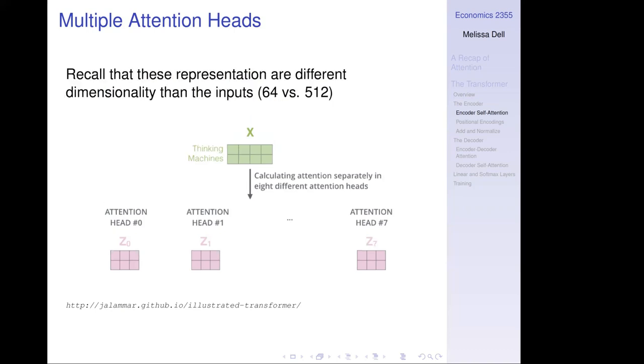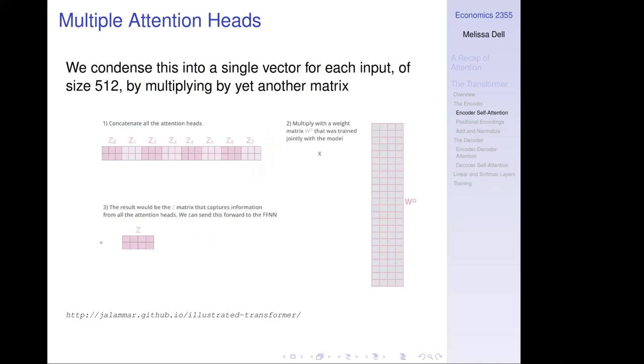And recall that these representations are different dimensionality than the inputs. And so in the transformer paper, they would be 64 rather than 512. And so we can condense this into a single vector for each input because our feed forward layer is not expecting 8 input values. It's expecting one input value. We condense this into a single vector for each input by multiplying by yet another matrix.